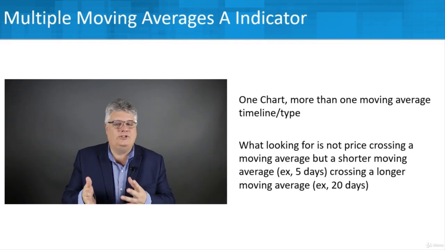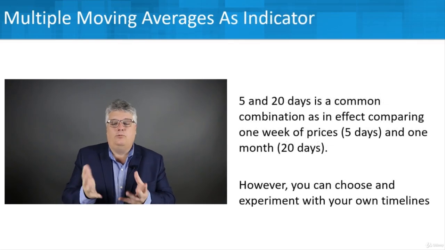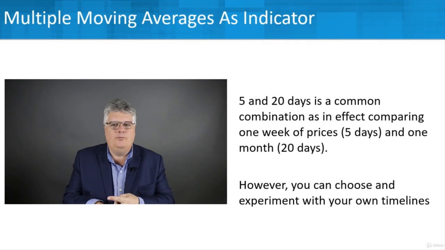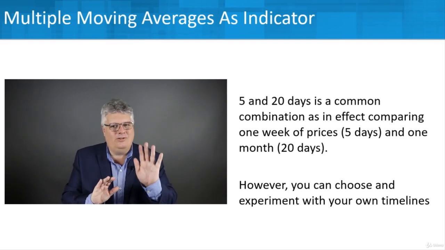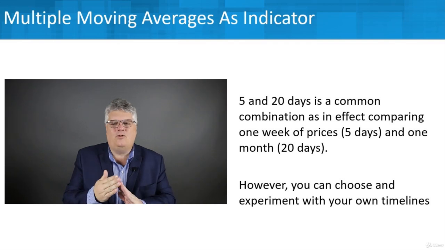And then, do you buy or sell based on that crossover? We're going to talk about that. So for example, a real common combination is a 5-day moving average and a 20-day moving average. You can see they're shorter time frames. In effect, you're comparing 1 week of prices, 5 trading days, and 1 month of trading prices, or 4 weeks times 5 is 20 days, as markets are open 5 days a week and closed 2 days a week. So that's a common way where you're looking at a week versus a month, and are they crossing over?